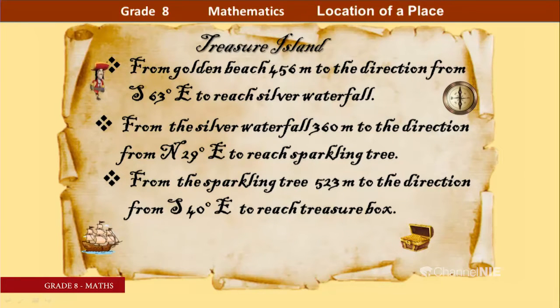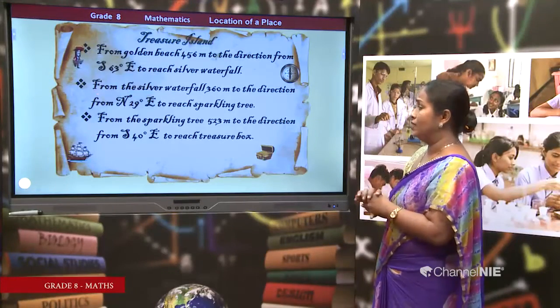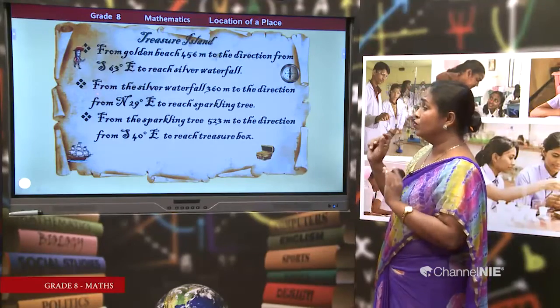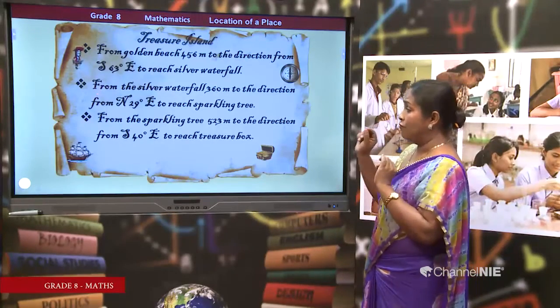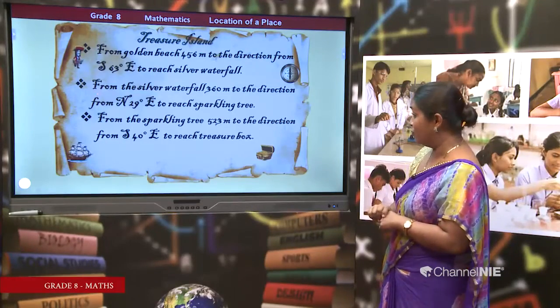Then you can reach the Silver Waterfall. After that, you have to go step by step. Now you are at Silver Waterfall. Next, you have to move and find the sparkling tree. We'll see the direction for that.